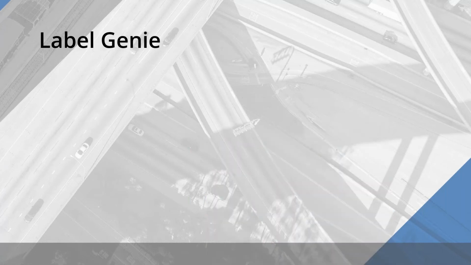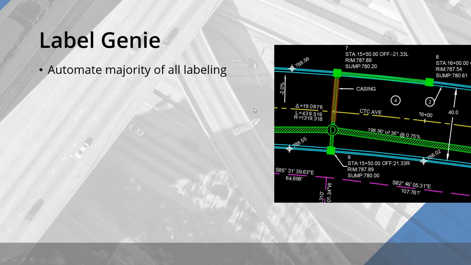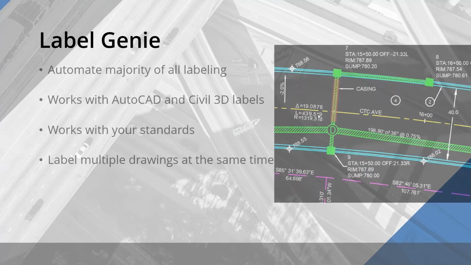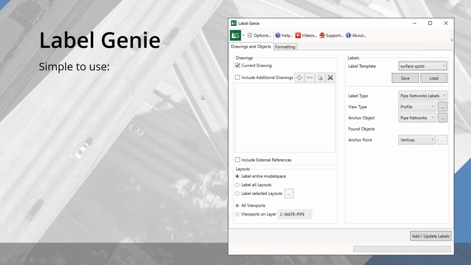So what does Label Genie do? What we are attempting to do with it is automate the vast majority of all your labeling across AutoCAD labeling and Civil 3D labeling. So it's all those different label types. It works with your standards, so whatever styles and layers you have set up, Label Genie works with that. It'll label multiple drawings at the same time. And so it's fairly simple to use.